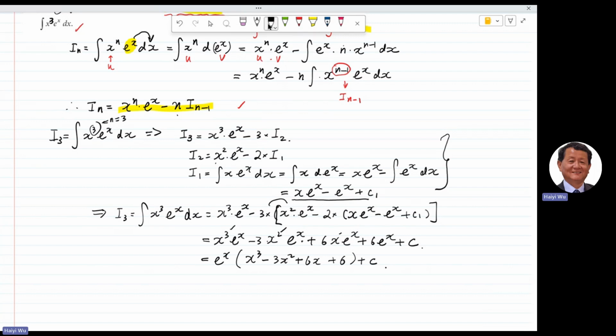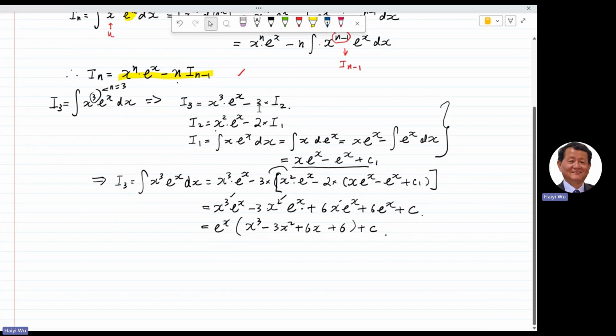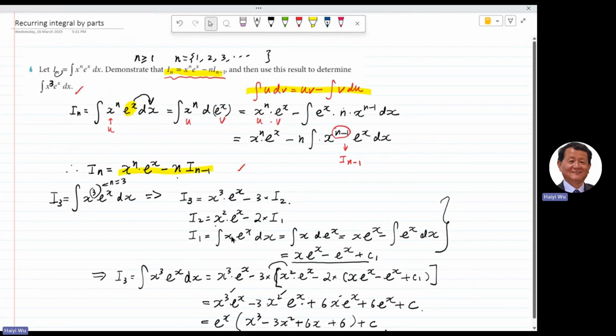Hopefully you like this solution. It's using what is called recurring integration. Using how many times? 3 times the integration by parts: once, twice, and the third time. So we solve this recurring integral using the formula.